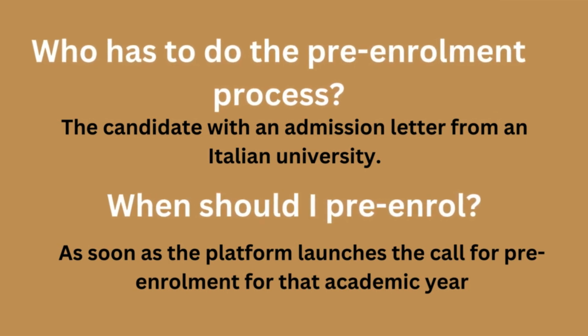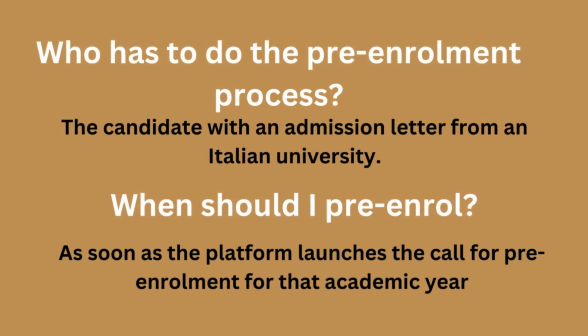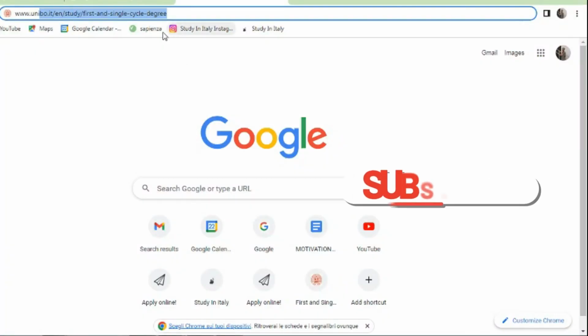Who has got to do the pre-enrollment process? The candidate, of course, that has got an admission letter. You can't do it unless you have an admission letter from a university. When should you pre-enroll? As soon as the platform launches. It usually launches in the middle of April to the beginning of May, so you can always check and see if it is open. It is currently open as I film this video, and I'm going to show you what platform it is and how to do the actual pre-enrollment.